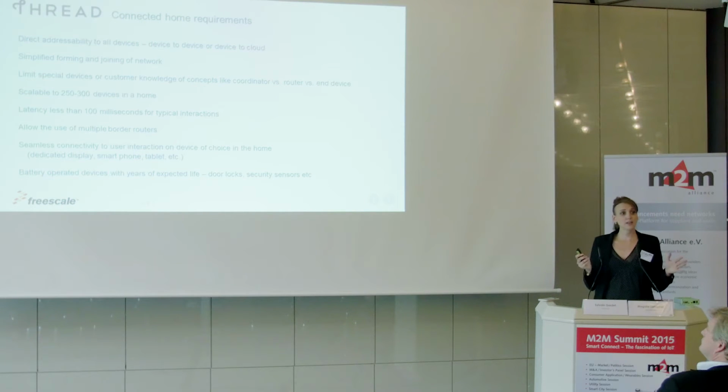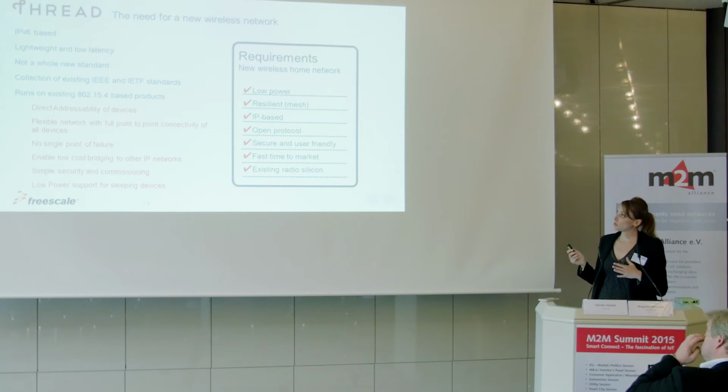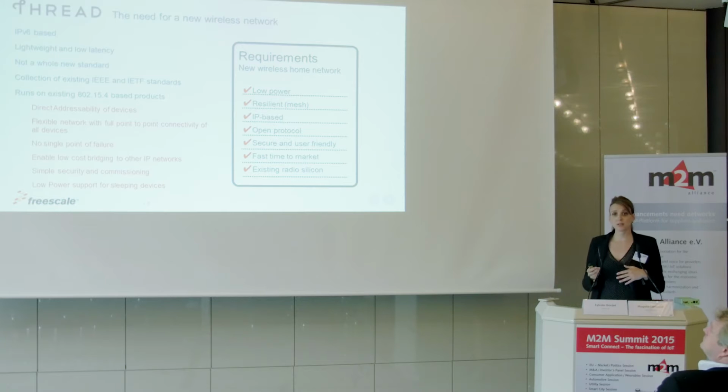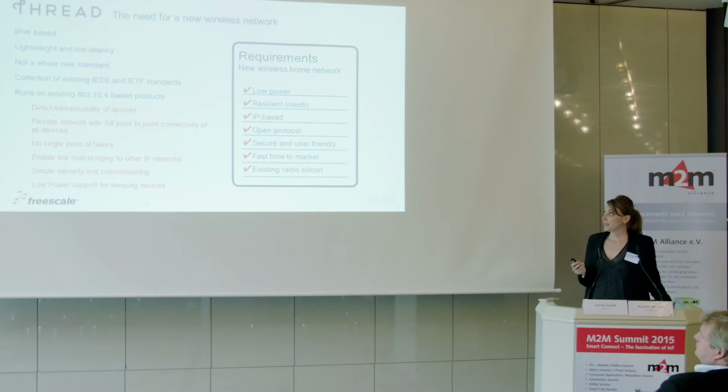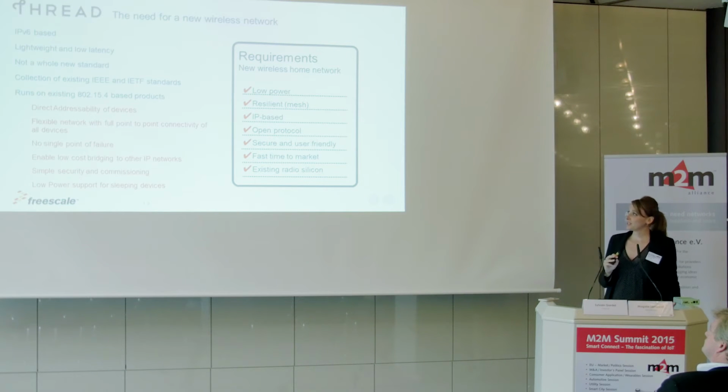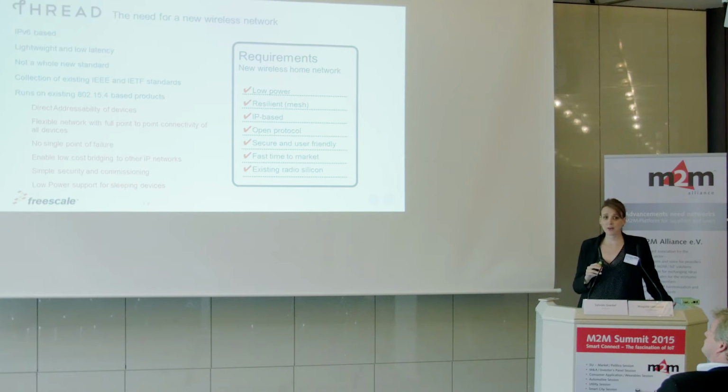The idea again is to make all these devices talk to each other. So Freescale brought a solution which is a Thread network, which is an IPv6 based network. It's lightweight and low latency, and it's not really a home use standard. It's based on the IEEE and IETF standards. Don't ask me about this standard. And then it runs on existing 802.15.4 based products.